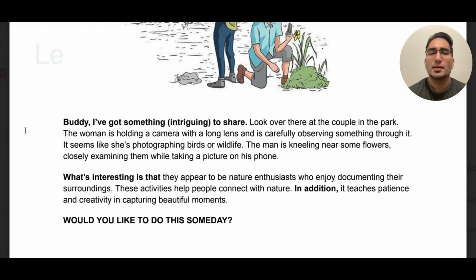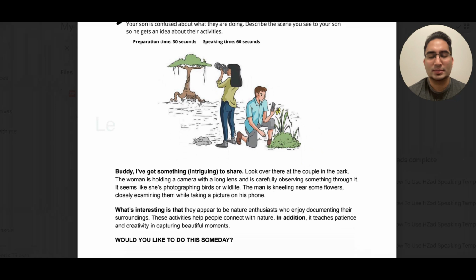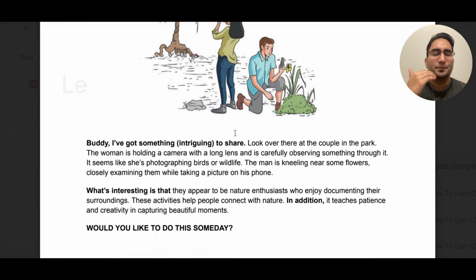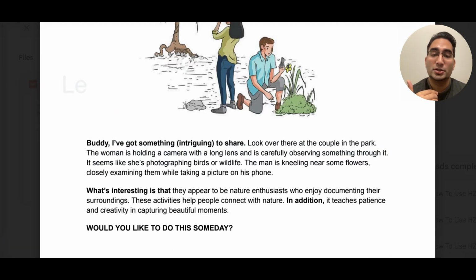So here, buddy, I've got something intriguing to share. That's how we're going to start based on the situation. Talking to our son, it's appropriate to that situation. In another situation, let me give you an example. If you are calling the police because someone has died, you're not going to say, going back to the template, hey, how's it going? Someone is dying here, right? So you would have to adjust it. Hello, I'm calling because there's an emergency. There's someone here who's running out of breath and so on, right? So make sure to adjust it.